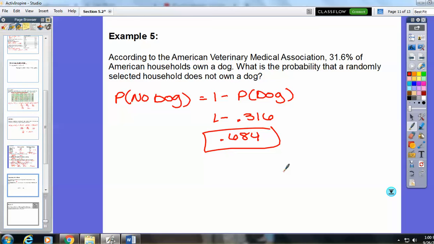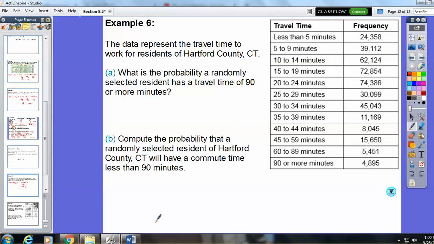Now that would only work if I'd said the probability that the household does not own a pet. Would I be able to do this? No, because dog and does not own a pet, that doesn't fill every possibility, right? You could have a pet other than a dog. You could have a lizard. There's a possum in my garage and his name's Jeffrey. I don't think you're supposed to have wild critters like that. Okay.